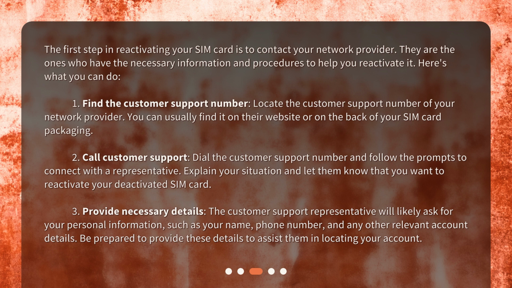2. Call customer support. Dial the customer support number and follow the prompts to connect with a representative. Explain your situation and let them know that you want to reactivate your deactivated SIM card. 3. Provide necessary details. The customer support representative will likely ask for your personal information, such as your name, phone number, and any other relevant account details. Be prepared to provide these details to assist them in locating your account.